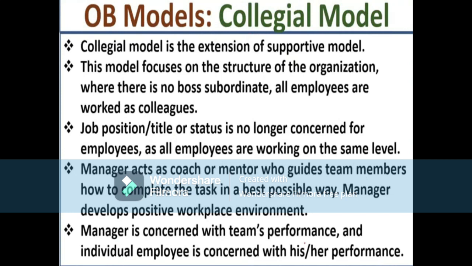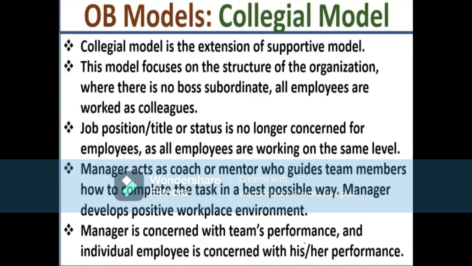The collegial model is the extension of the supportive model. This model focuses on the structure of the organization. Here there is no boss and no subordinate. All employees are treated as colleagues, so job position, title or status is no longer a concern. All employees work on the same level, with no superior or subordinate job positions or titles. This is known as a flat organization structure. All are managers, all are workers.